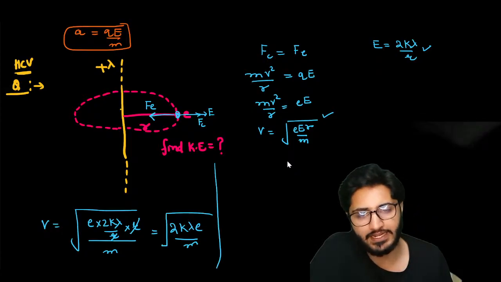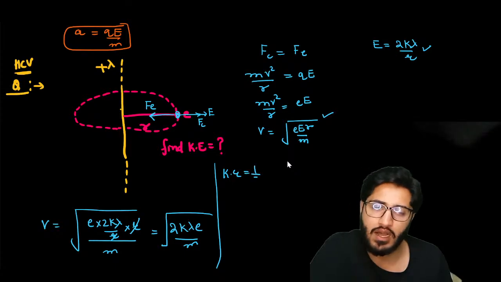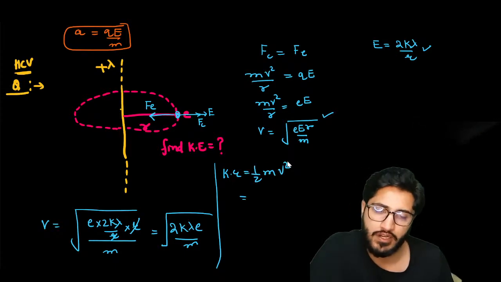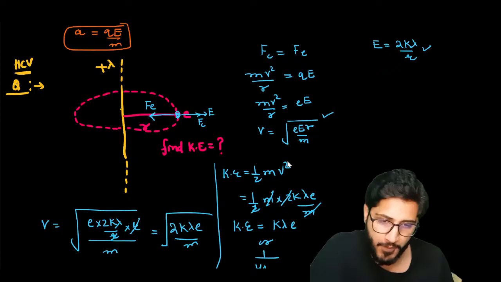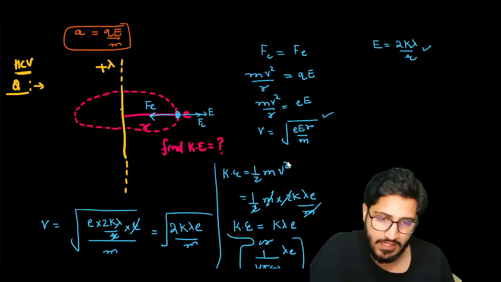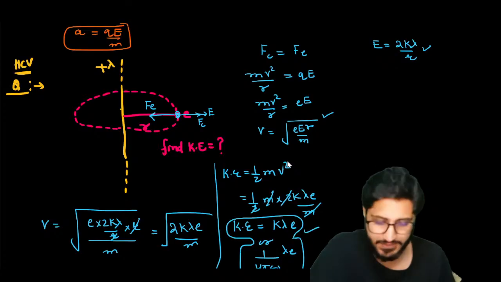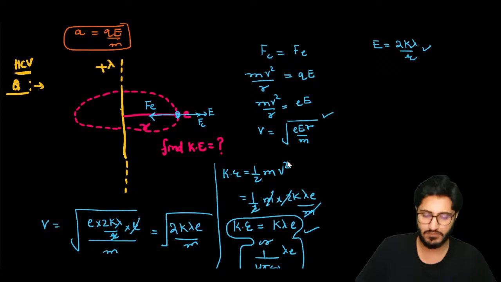So what is my kinetic energy? Half mv square. It would be 1 by 2 m into v square, which is 2k lambda e by m. m cancels out, 2 cancels out. So the kinetic energy of the revolving electron would be k lambda times e, or you can write 1 over 4 pi epsilon naught lambda times e. These are two options for my answer. Easy or super easy?